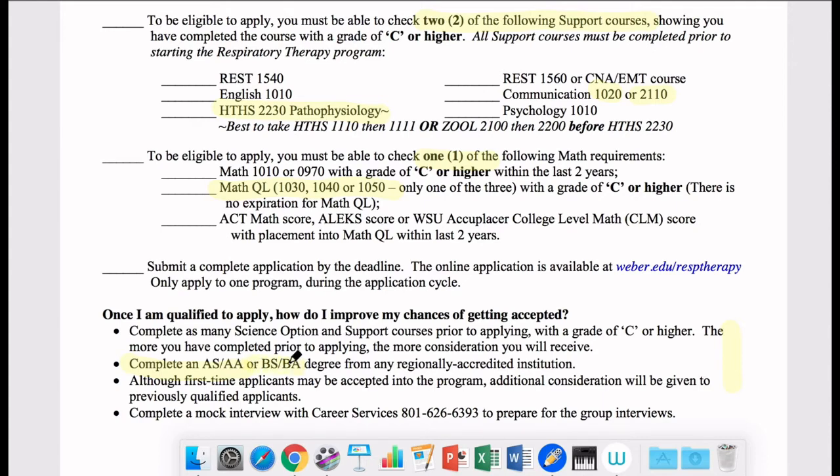If you apply and you don't get in the first time, the next time you apply, as long as you're a qualified applicant, you would get additional reapplication consideration. With respiratory therapy, they do group interviews. They're a lot of fun. I highly recommend completing a mock interview with Career Services, and that's their phone number, and they'll link you to the person that helps us with our college. And we can talk about group interviews later when you have some more things done.